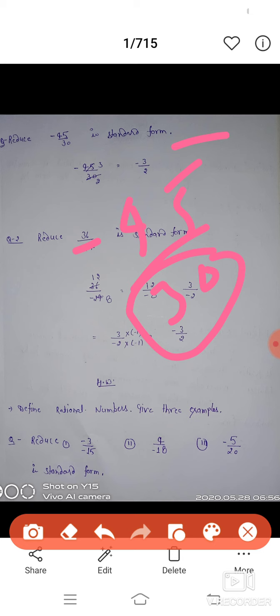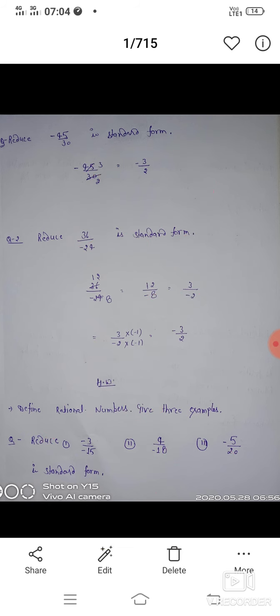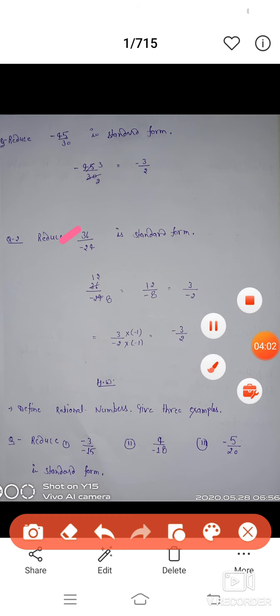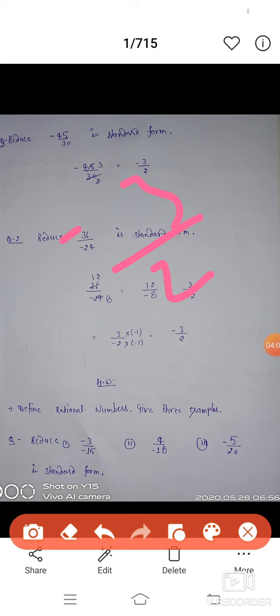First we shall simplify it. Now we shall divide by 5. 5 nines are 45, and 5 sixes are 30. It is equal to minus 9 upon 6. We further divide by 3. 3 threes are 9 and 3 twos are 6. It is equal to minus 3 upon 2. Minus 3 upon 2, this rational number is in standard form because the denominator is in positive form and the common factor between denominator and numerator is equal to 1.